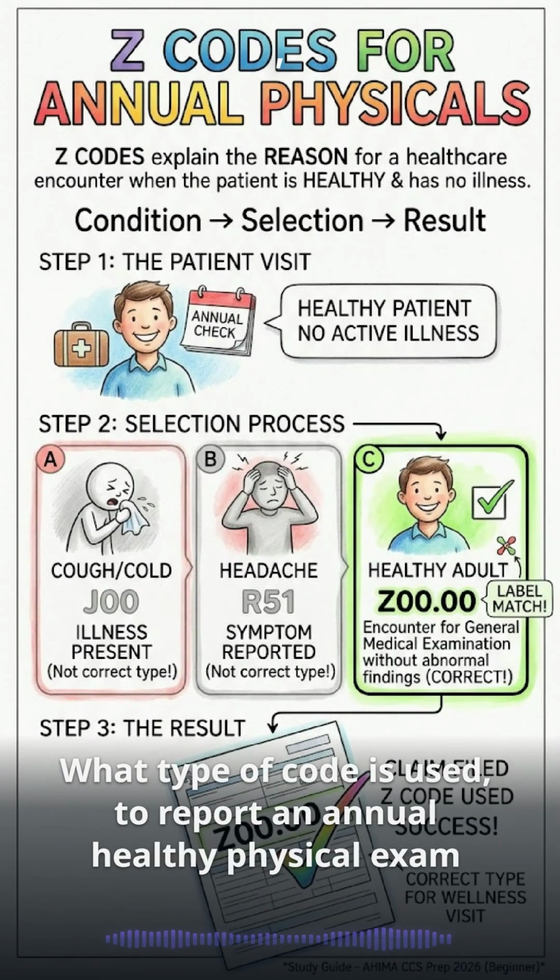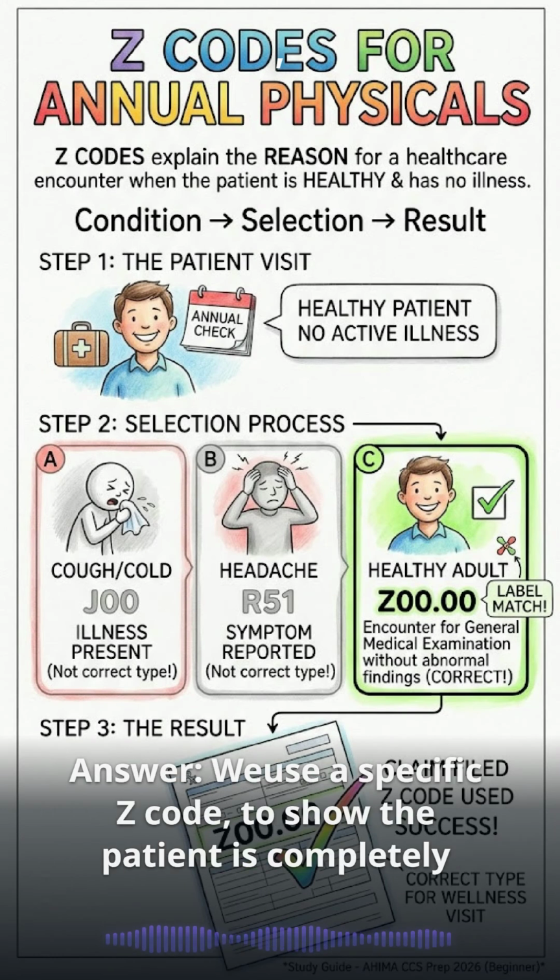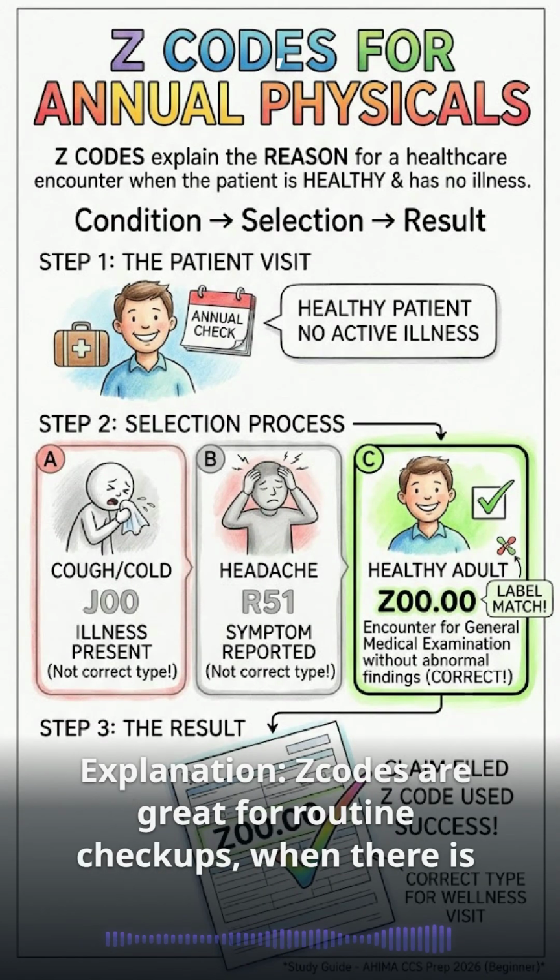33. What type of code is used to report an annual healthy physical exam visit? You use a specific Z code to show the patient is completely healthy today. Z codes are great for routine checkups when there is no active illness present.